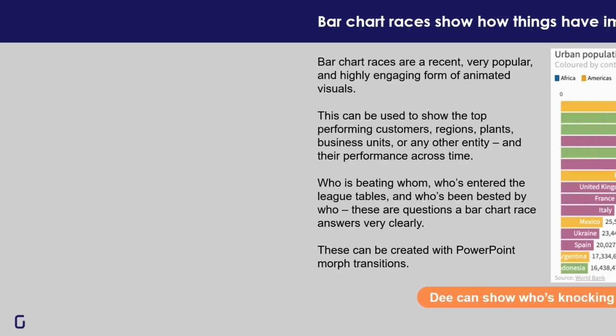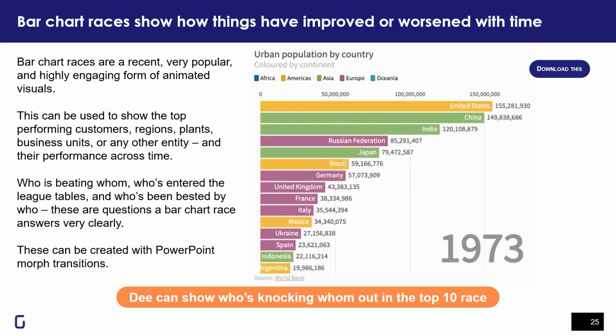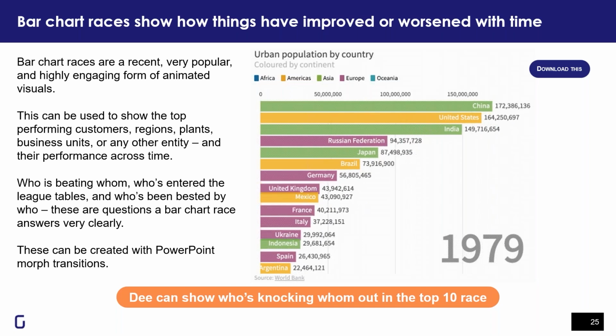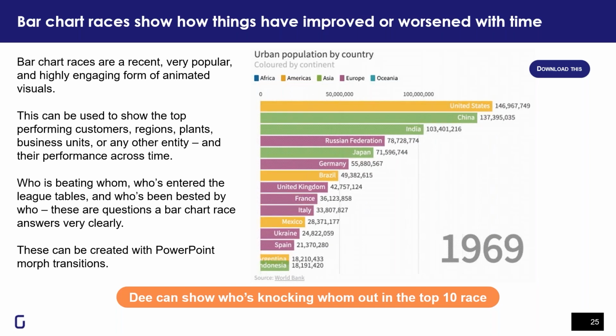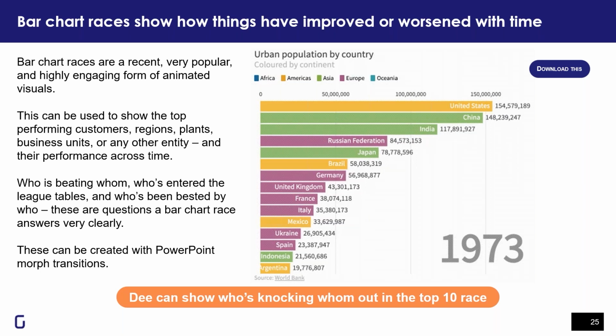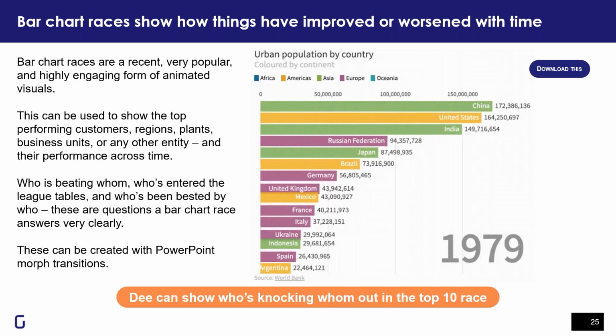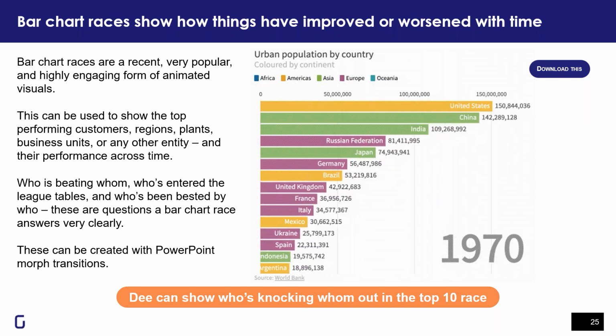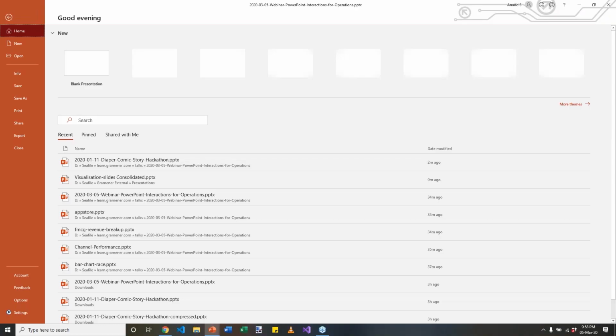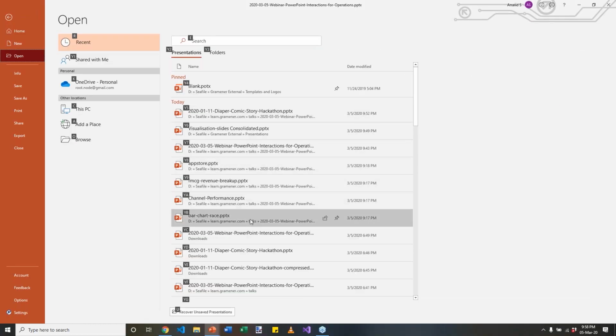Another very powerful use of the morph transition is to create bar chart races. You would have seen an email from me earlier explaining how the bar chart race can be created using PowerPoint. And this can be used to create some very effective visualizations. Let me show you one that we recently created. This is the anonymized version of that.